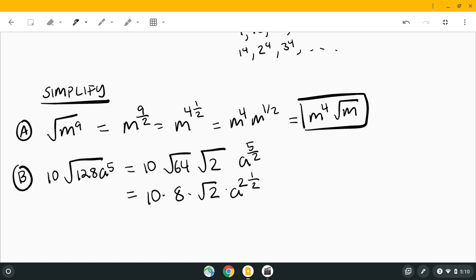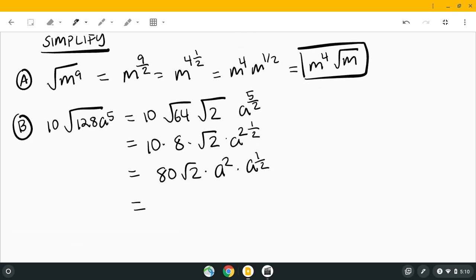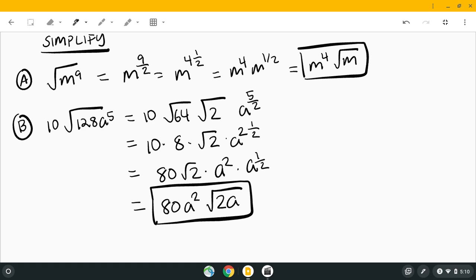So here, 10 times 8, that's 80. Okay. And then here, I'm going to split this up. That's a squared and a to the 1/2. Okay. So I can see now what's going to go under the radical. This will be under the radical, and this will be under the radical. So 80 a squared will not be under the radical. 2 and a to the 1st will be under the radical. Okay.